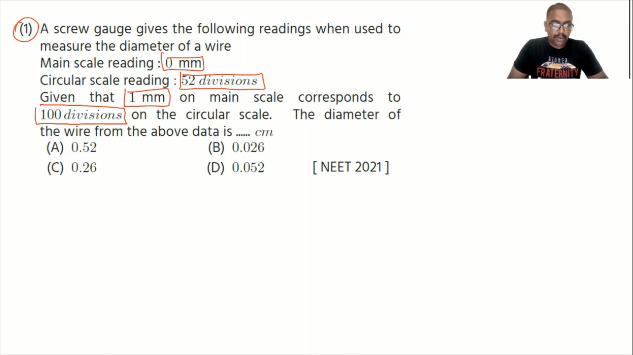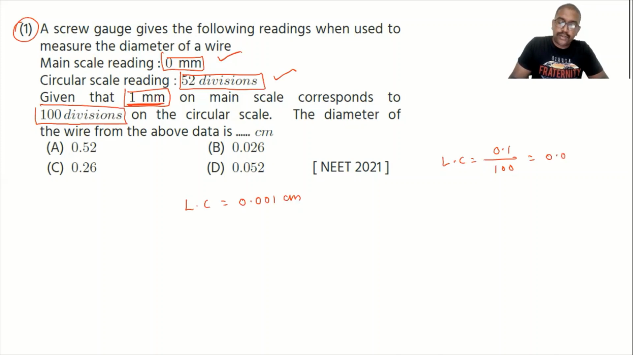So listen, you remember one thing here. Main scale is this and this is circular scale. Here 1 mm stands for 100 divisions. It means the least count of this device is 0.001 centimeter. Or you can write this 1 mm is 0.1 centimeter divided by 100, it is coming 0.001 centimeter is the least count.